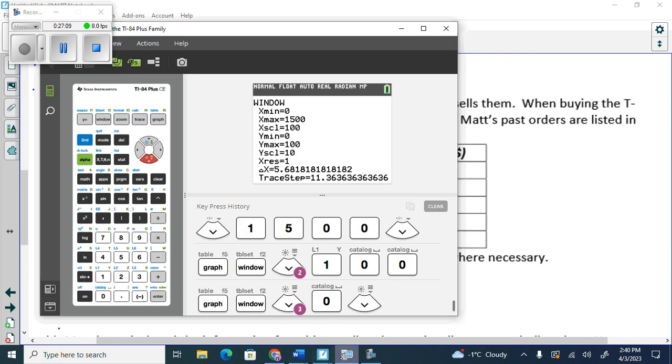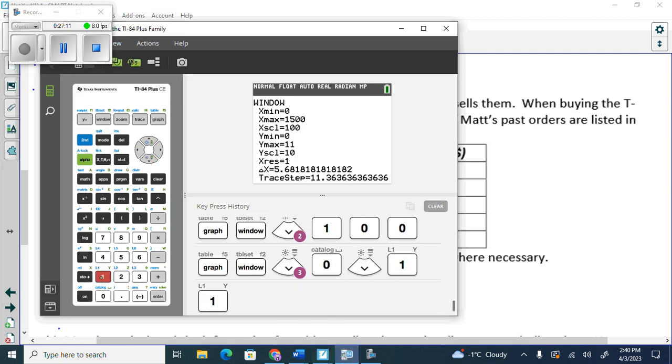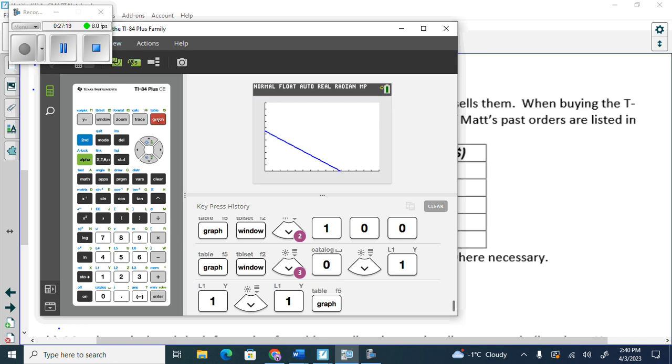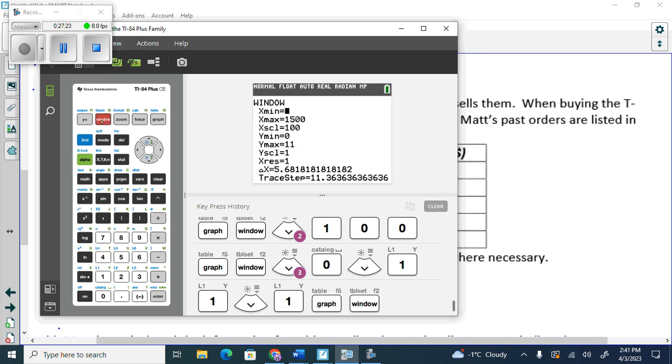We have it at 100, which is a bit aggressive. And then now, because it's 0 to 11, I'm going to make every tick be 1, because then I'll have 11 ticks on the bottom. And I press graph. Now can I see a better line? Yeah. So you're just making your window be below the x, and just above, and like double the x, below the y, double the y, right?